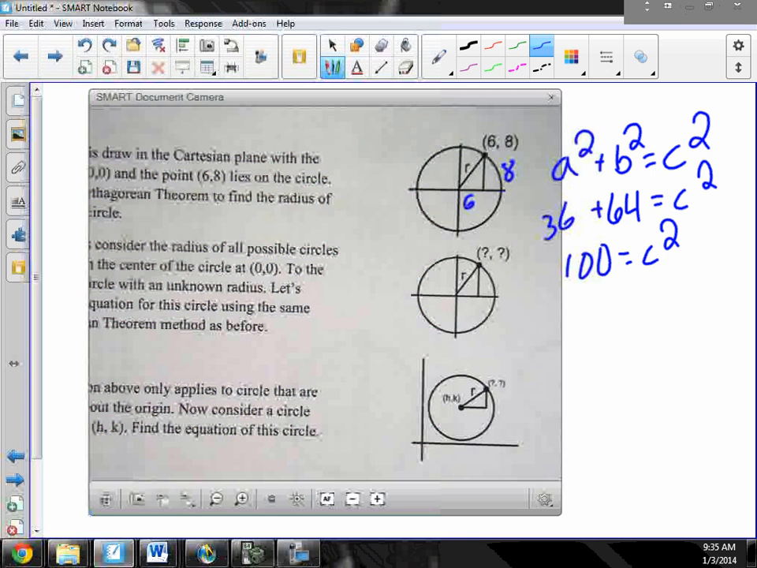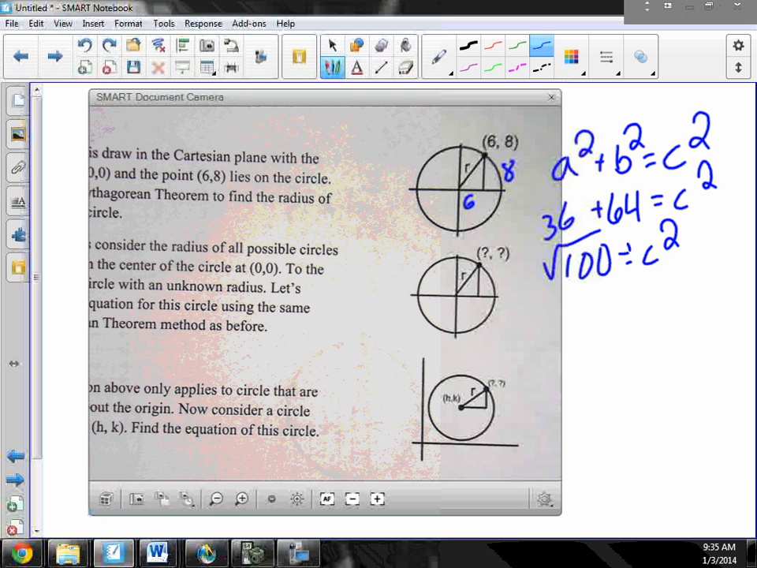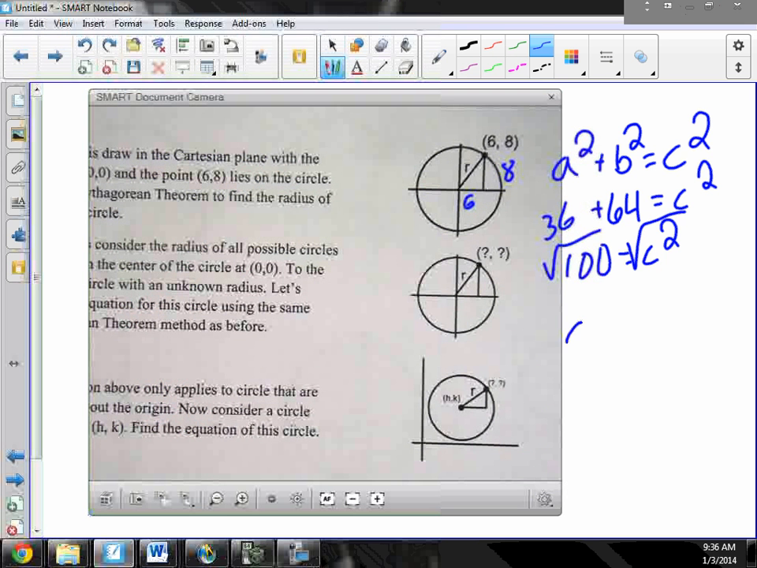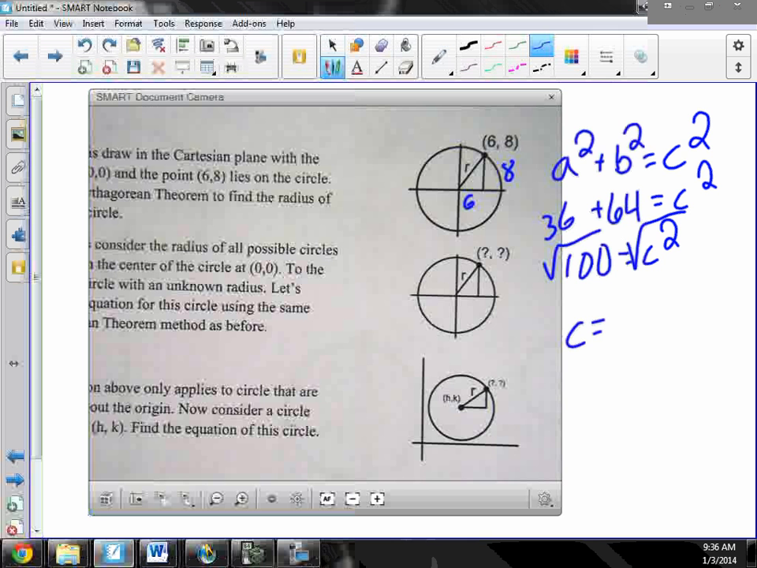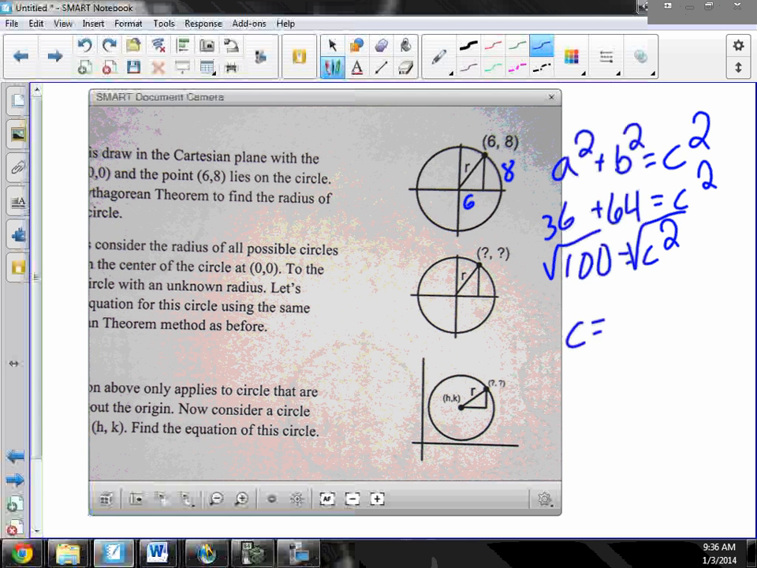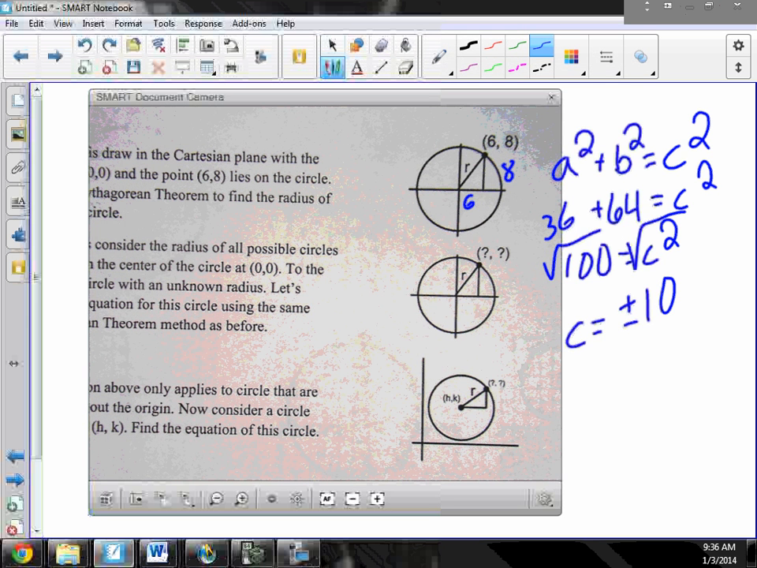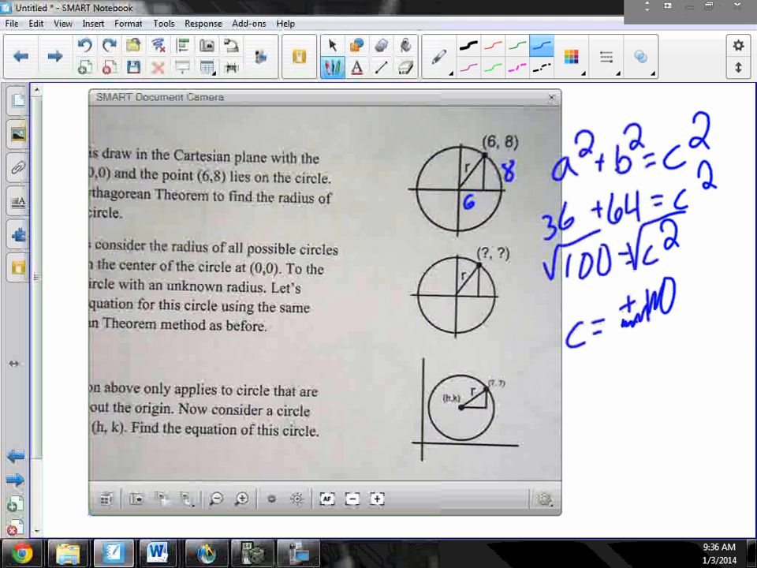How do I find the radius? Square root both sides, and I get c equals, don't forget the rule, plus or minus 10. Well, does the negative make sense? No, you can't have a negative distance. So for this problem, we can ignore the negative, but later on today, we're not going to ignore the negative. So the radius would be 10.